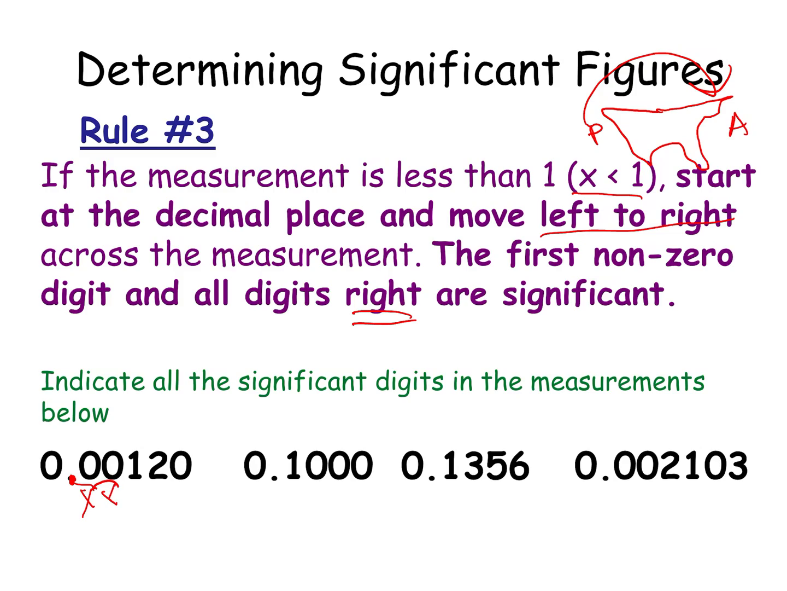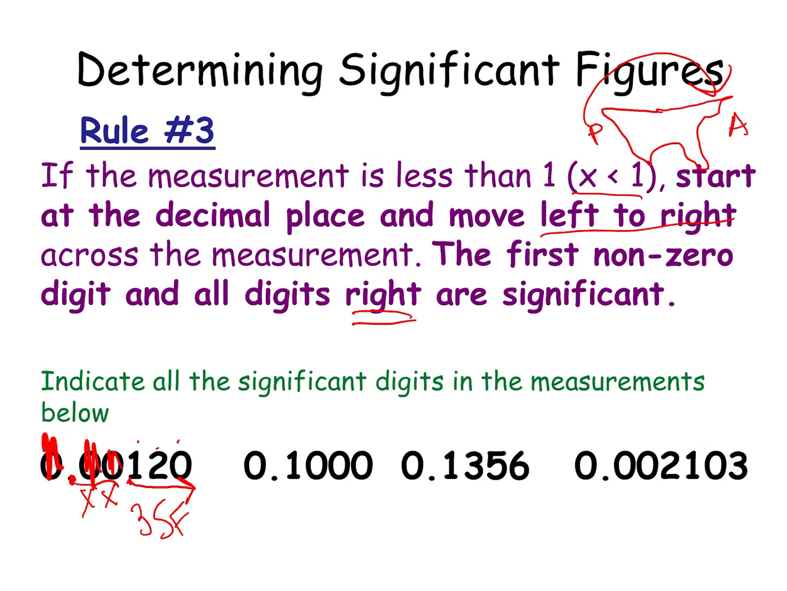Next number, 0, doesn't count. This number is non-zero, so anything to the right counts. 1, 2, 3 sig figs. None of these zeros count, but you must, of course, include them in your number because otherwise it would be 120, and this is 0.00120.